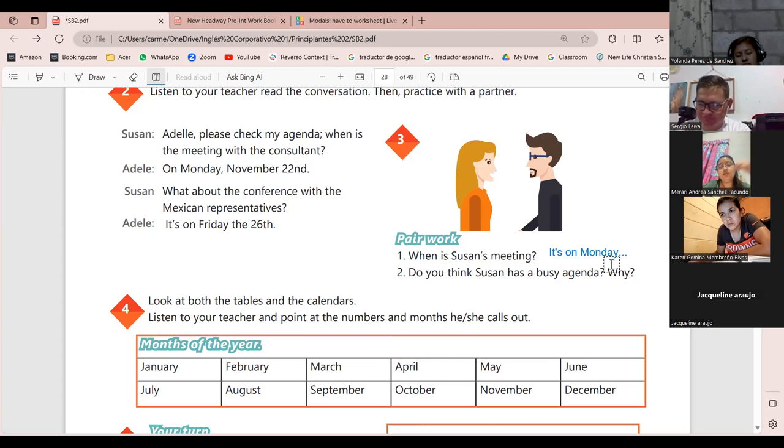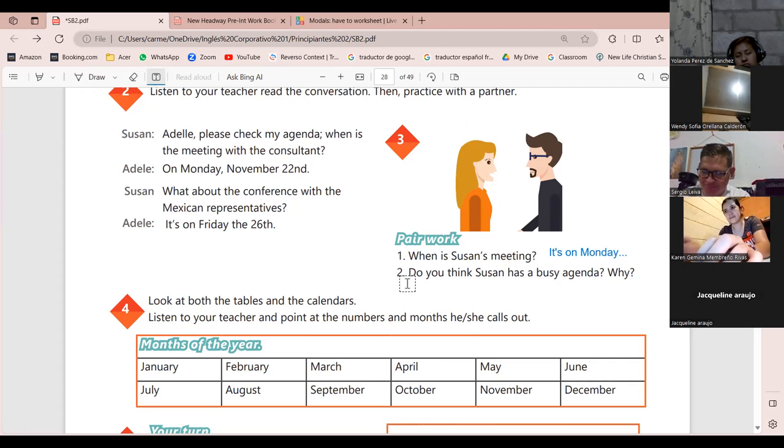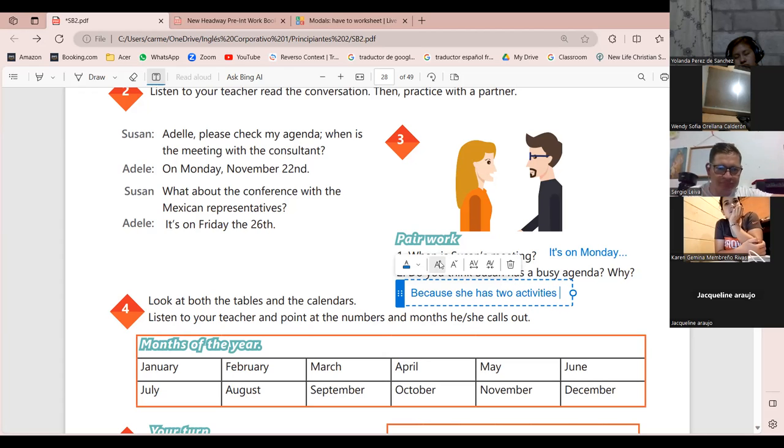Because, siempre que nos preguntan why, decimos, because, again, Walter, ¿cómo nos dijo usted? Because she... ¿Cómo ordenamos la oración? Vamos a decirlo con sujeto, verbo y complemento. Vamos. Why? Because she has two activities. Okay. To do. Podemos usar el modal que hemos aprendido. She has to do. She has to. To do two activities. Because she has to do two activities.